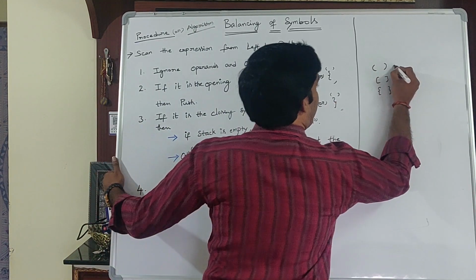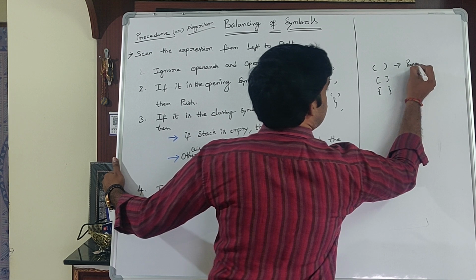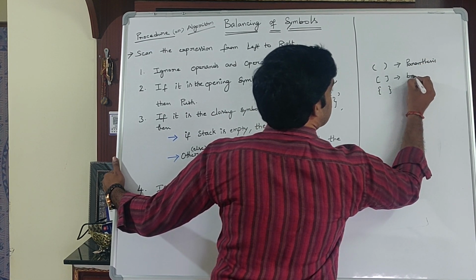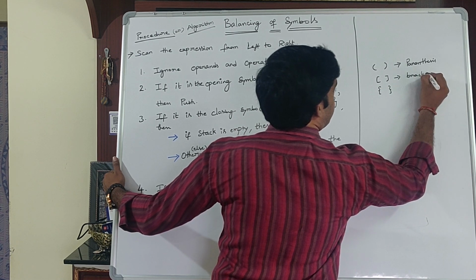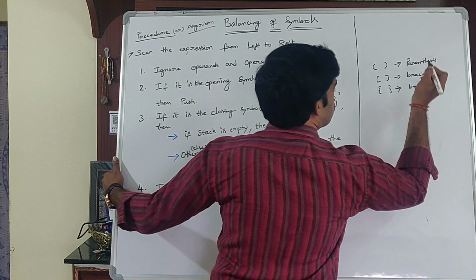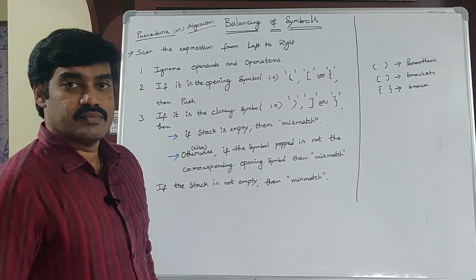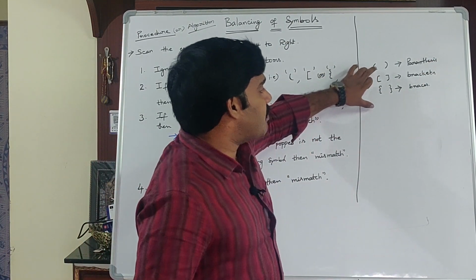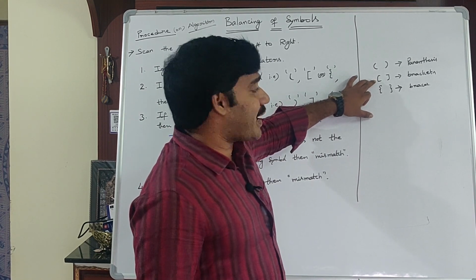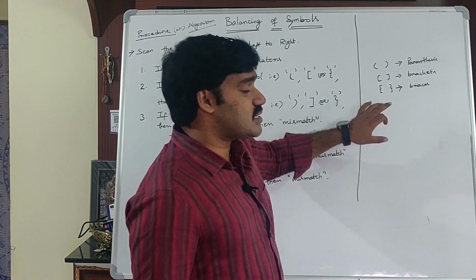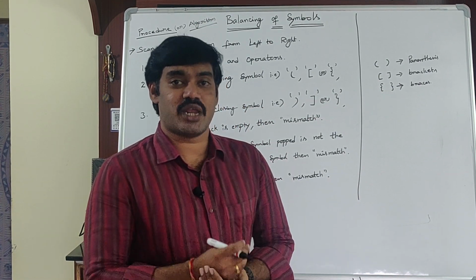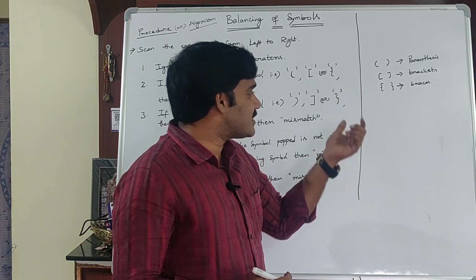These are nothing but parentheses. These are brackets. These are braces. In your programming language, parentheses are used for functions, brackets are used for arrays, braces are used for block of statements. If it is a mathematical expression or algebraic expression, these three symbols can be used.